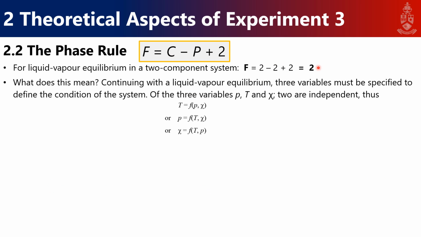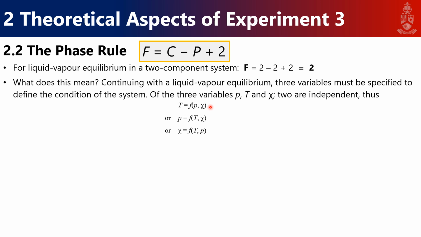Now, if you think about our system, we have three variables. We've got pressure, temperature, and composition. So that means I always need to fix one of them. I only have a variance of 2, so I must always fix one, and then I can look at the dependence of the other two upon one another. Okay. So if I fix my temperature, I can look at the dependence of pressure on composition.